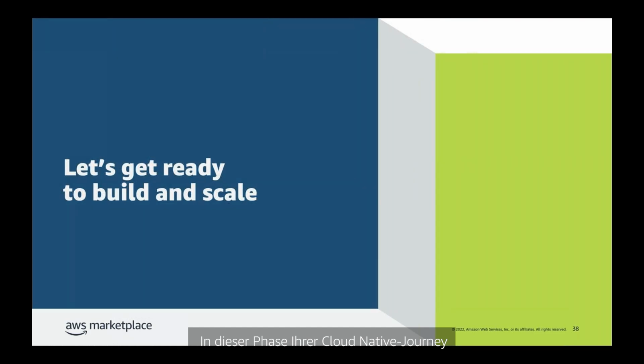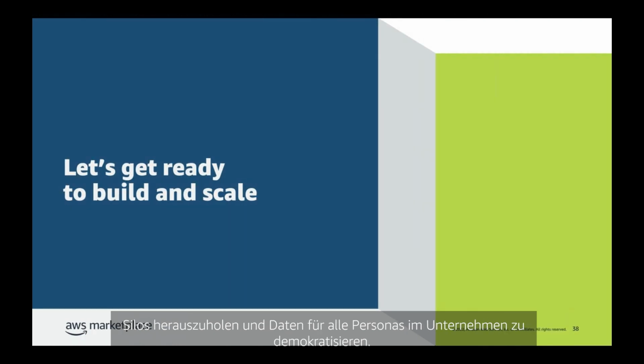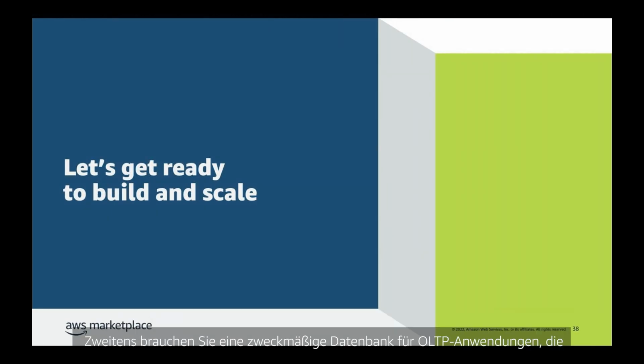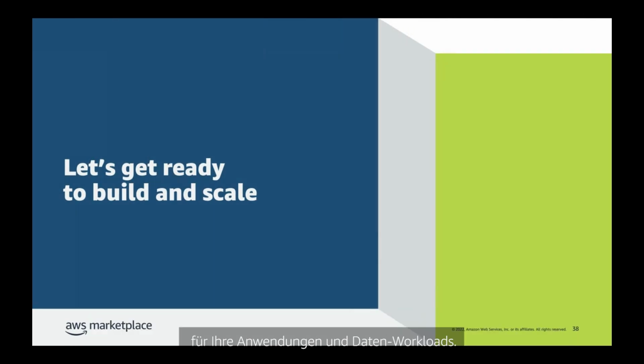At this stage in your cloud native journey, you'll need 3 components. 1, you need a way to get data out of silos and democratize data for all personas in the company. 2, you need a purpose-built database for OLTP applications that can scale to meet the demand of customers. And 3, you need end-to-end observability for your application and data workloads.